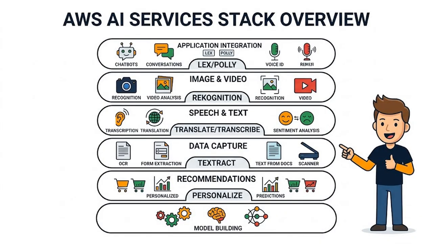Bedrock isn't the whole AI story on AWS, so let's place it. Think of it as two doors plus a toolbox. Bedrock is the buy door: use ready-made foundation models through an API. Amazon SageMaker is the build door, for teams who want to train and host their own models from scratch with full control. And then there are the pre-built AI services for specific jobs.